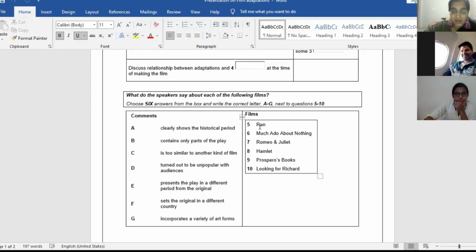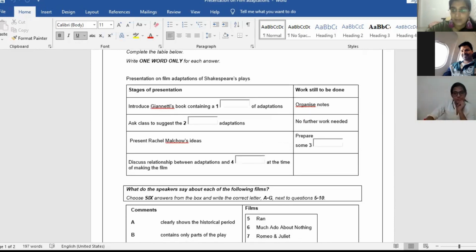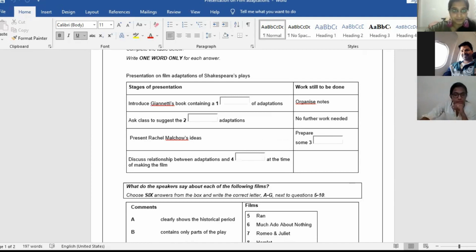There are 6 films and you have about 7 options, which means 1 option is extra. Listen carefully and do it, okay? And please remember the instruction for table completion is write 1 word only. I'm going to play the audio at my end.